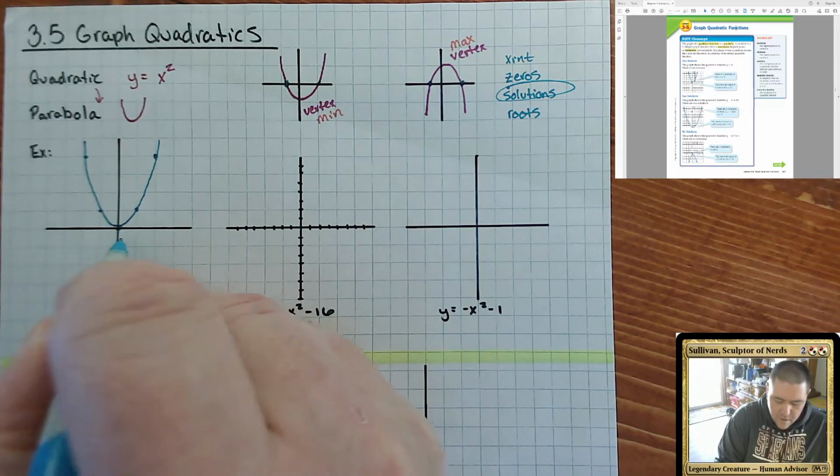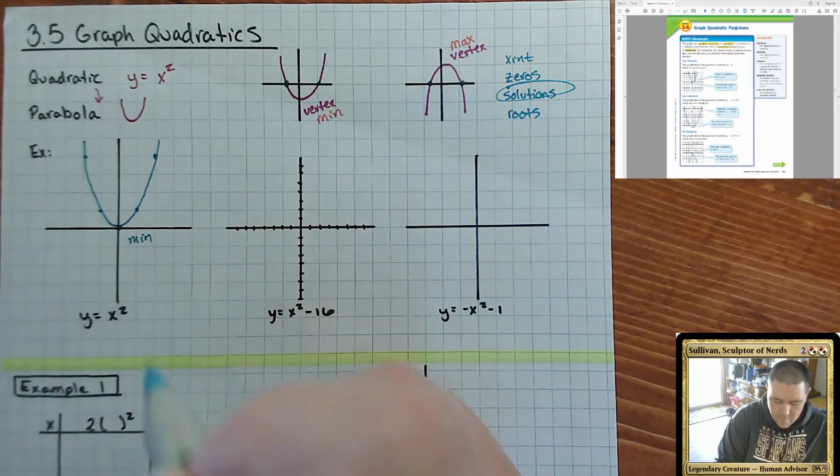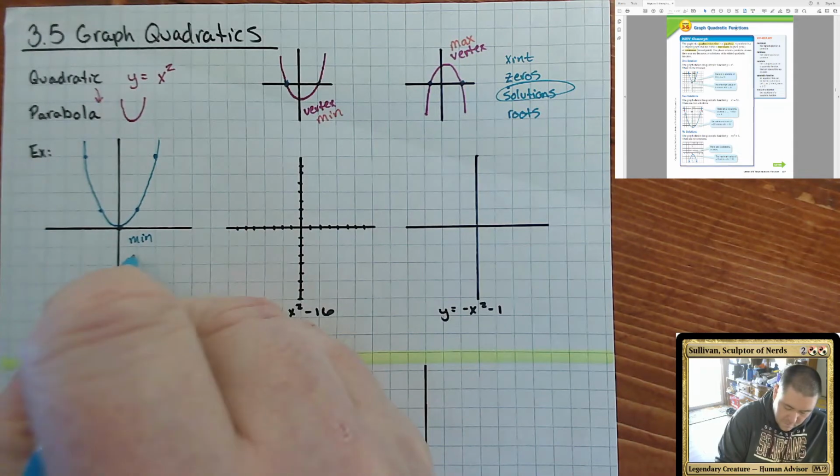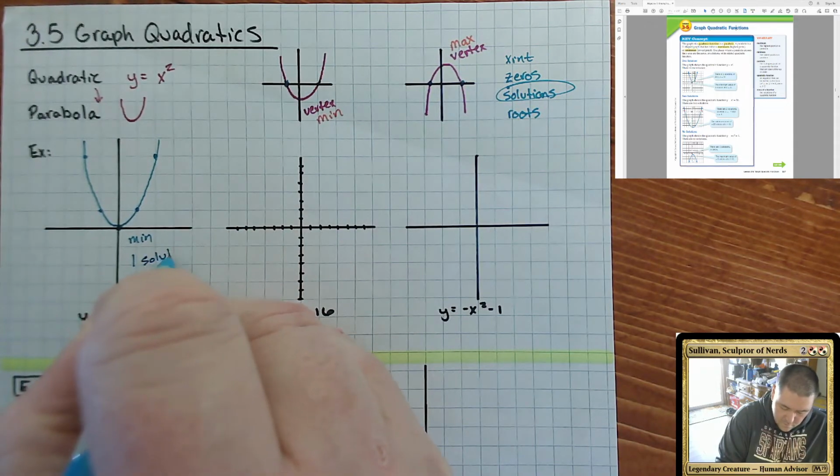And this one would have a minimum, and it only hits the x-axis once, so I'll say there's one solution.